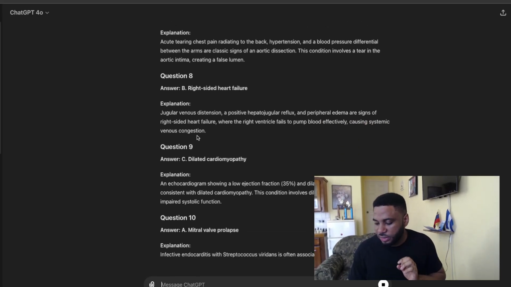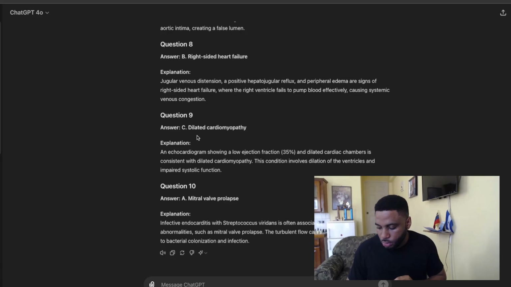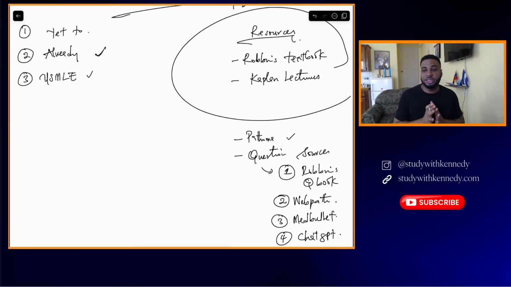So we've seen 4 places now that we can get questions from. We are talking about AI. You should use AI to your advantage. This is one of the ways you can use AI to your advantage. I hope this is making sense. And these are for students that are already in pathology class. You can use the Pathoma book. And then you have all of these question sources available to you.